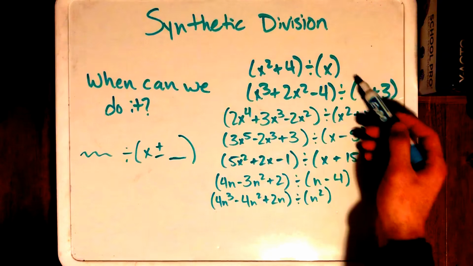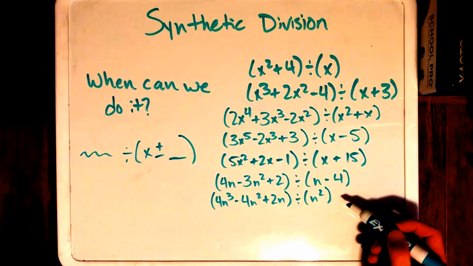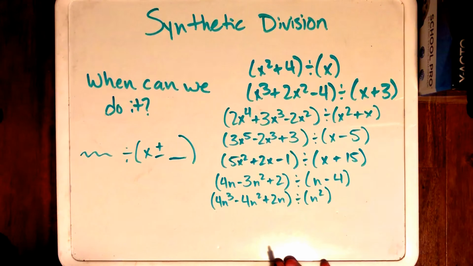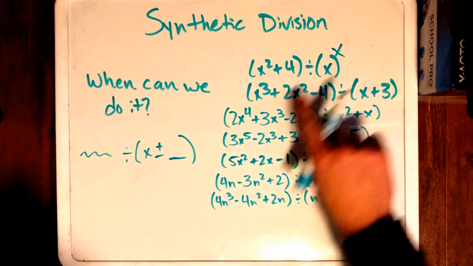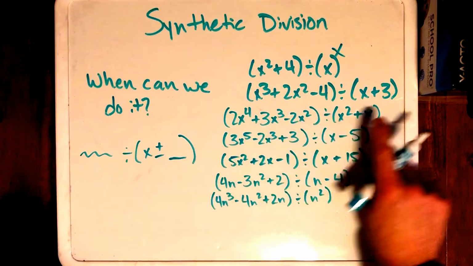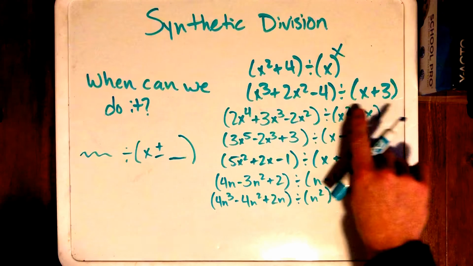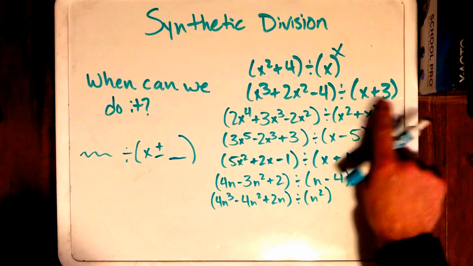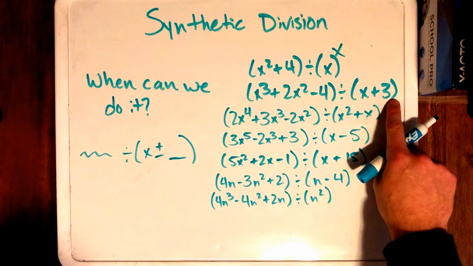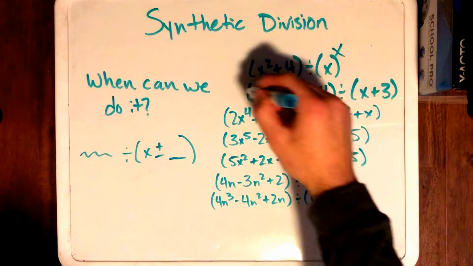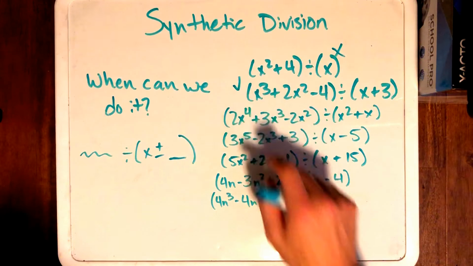So if we were to look at these ones and go, which ones can we and which ones can we not do synthetic division for, we would say that we could not do it for this guy because we have an x, but we don't have a plus or minus anything. If we were to look at this one, we could do it because we have something divided by x plus 3, just like this guy. So this fits what we need. Now, going down to this one, so here I'll put a little check by that guy. We can do synthetic division for this one.